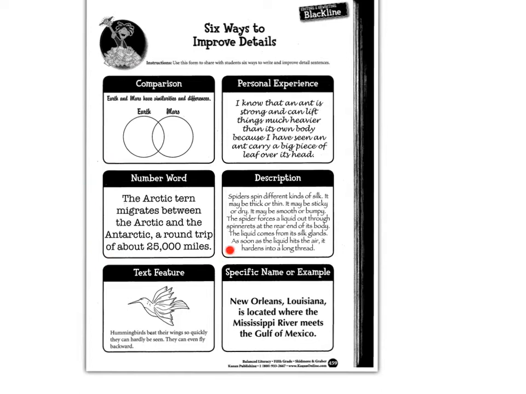A number word. Honestly, this is one of my favorites because all you're doing is you're taking a fact with a number and incorporating it into your writing, talking about an easy way to build up your writing. The Arctic tern migrates between the Arctic and the Antarctic, a round trip of about 25,000 miles. See the number? See the little information about it? Real simple to do. You can give a description.